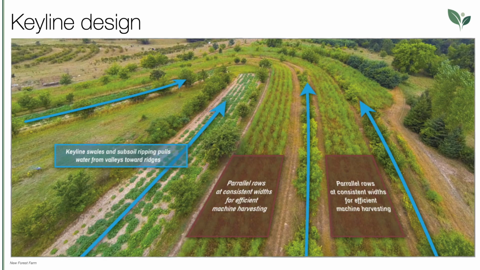Here's a view on how Mark Shepard, famous permaculture farmer, integrated Keyline design into his farms. The arrows show the direction of the water flow from the valleys to the ridges. And in between and parallel to the tree rows are annual or perennial cash crops, which allow for efficient machine harvesting.